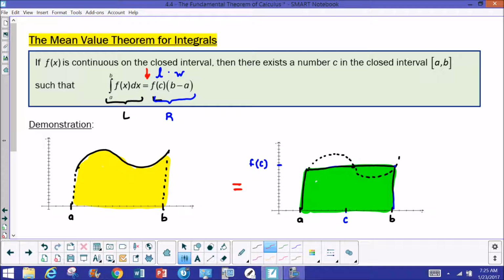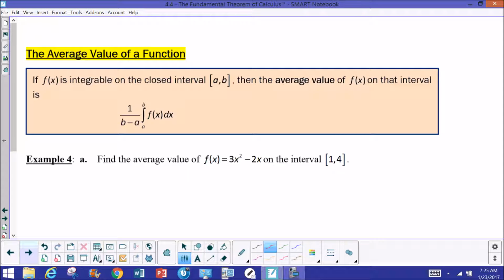Now, the important part, in my opinion, about learning the mean value theorem for integrals, especially if you're in an AP calculus class, is what it sort of springboards into. And that's this next box that says the average value of a function. It says if f of x is integrable on the closed interval a to b, then the average value of f of x on that interval is given by 1 divided by b minus a times the integral of f of x dx from lower bound a to upper bound b.